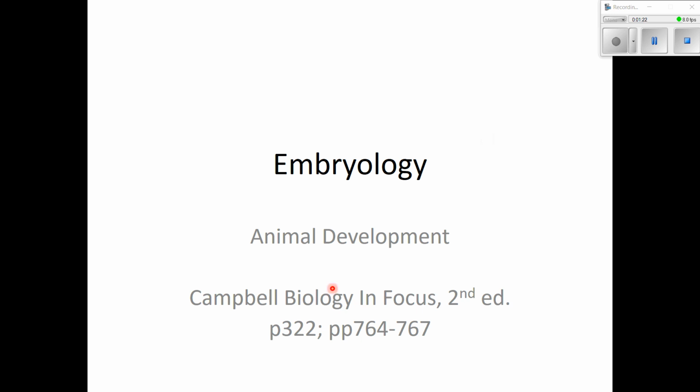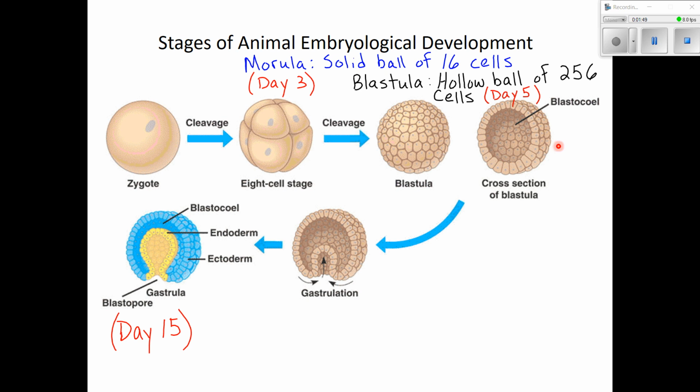But you can see we're kind of hopping around a bit in the textbook. So to prepare for this lesson, before you go any further, stop and make sure you read page 322, just that one page, and then skip ahead, way ahead, to pages 764 to 767 in the Campbell Biology in Focus textbook. Okay, so let's get started.